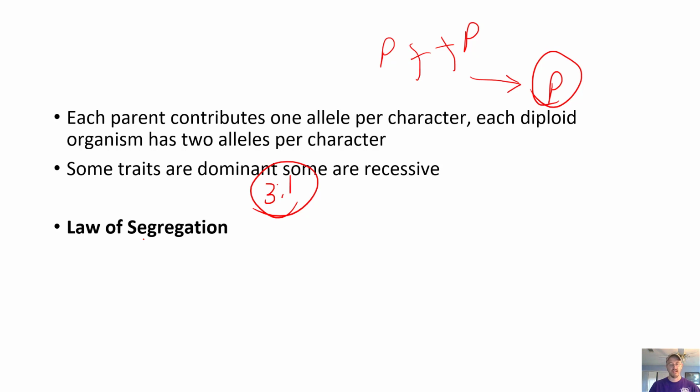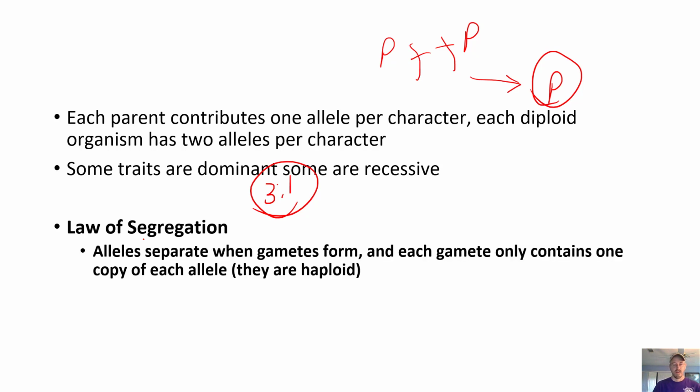Very important Mendelian concept. We can now describe it and explain it because gametes are haploid. They have one copy of everything. Individuals are diploid, but they make gametes through meiosis. So what we can say is alleles separate when gametes form, and each gamete only contains one copy of each allele. They are haploid. Mendel didn't know that. We're adding in what we know now on top of Mendel's framework here, but that's what's happening.